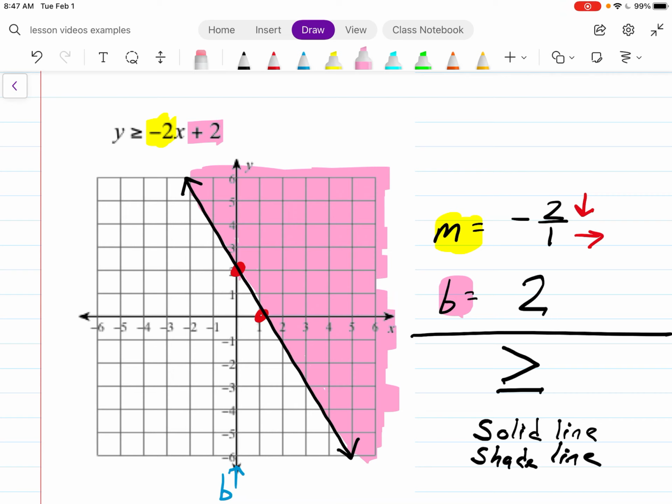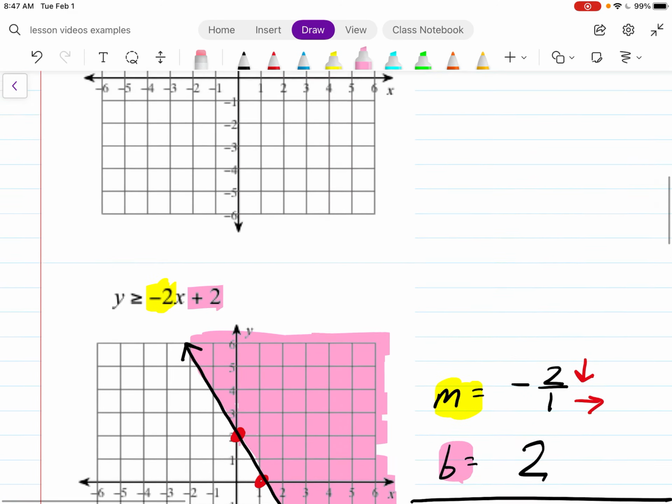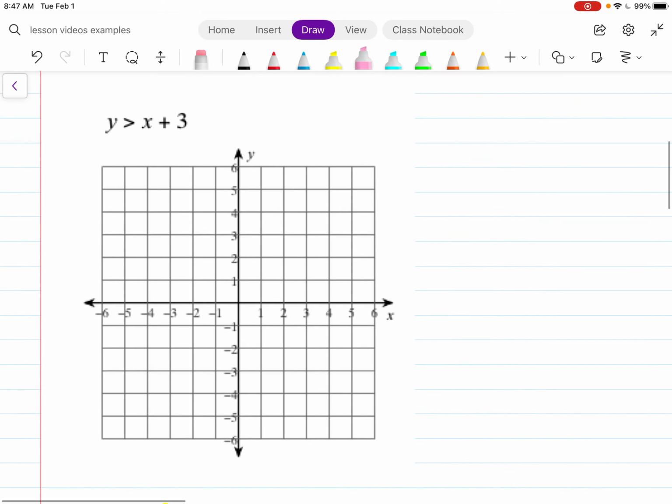So you graph the line just as you normally would using slope-intercept form, and then you use a solid or dashed line based off of what the inequality tells you, and then you shade above or below. Since this problem was greater than or equal to, our line was solid, and we shaded above the line to show all of our possible answers. Now we have a problem that is y is greater than x plus 3.